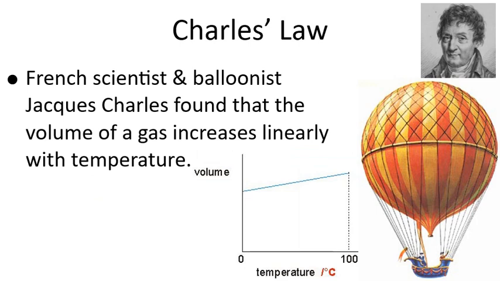Now, this expansion of hot air was first discovered by French scientist and balloonist Jacques Charles. Charles noticed that the volume of a gas increases linearly with temperature. This increase in volume upon being heated causes the gas to have a lower density than it did when it was cold. So if the air inside a balloon is hotter than the air outside, the balloon will experience lift as the hot air will naturally float above the colder, denser outside air. We now call this relationship between volume and temperature Charles's law.